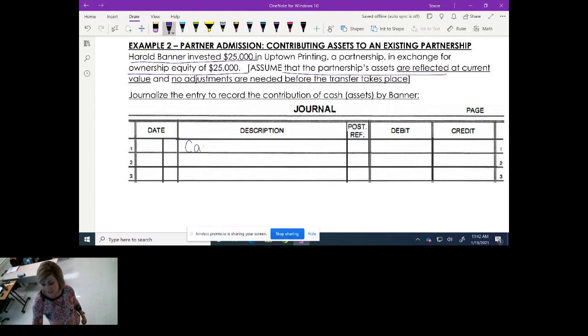So we will debit cash. He's putting money in, $25,000. And we'll credit Banner Capital, $25,000. So again, compare the investment to the equity. Try not to overcomplicate it. The more we add information, I know it starts to get kind of tricky. But that's a simple one. He's putting in 25, he's getting 25, so nothing extra there. All right, so the next one.